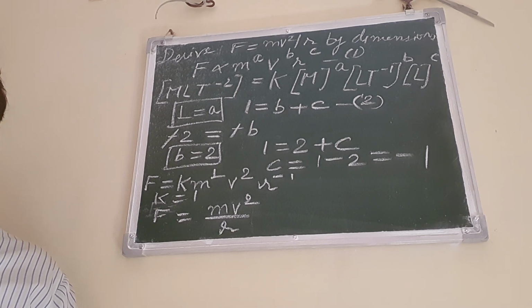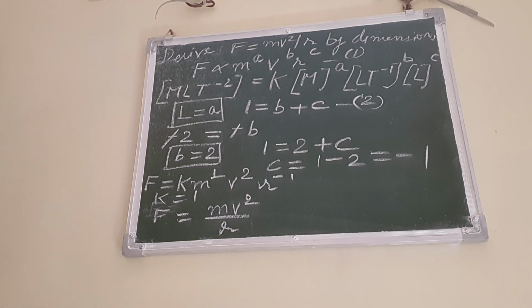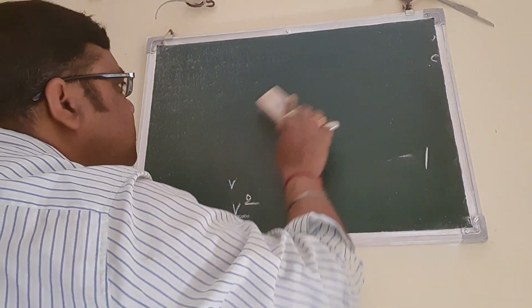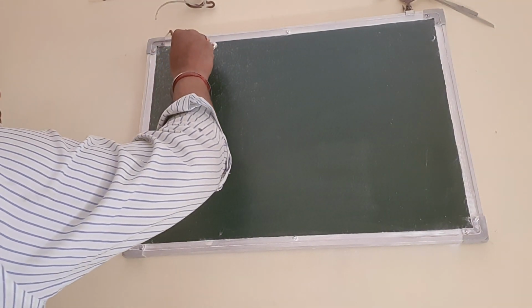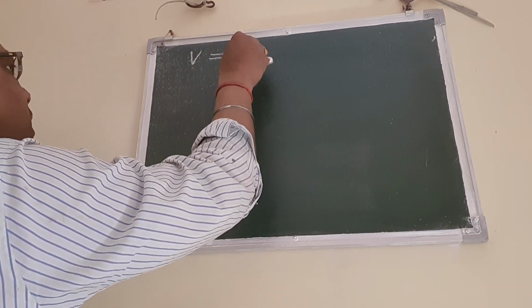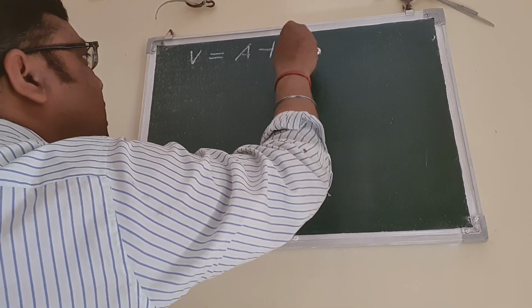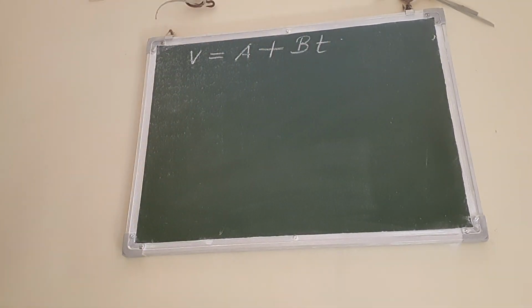So I think you all might have understood this question. So now we are proceeding to another question. Here V is equal to A plus B into T. We have to find the dimensions of constants A and B in this equation.